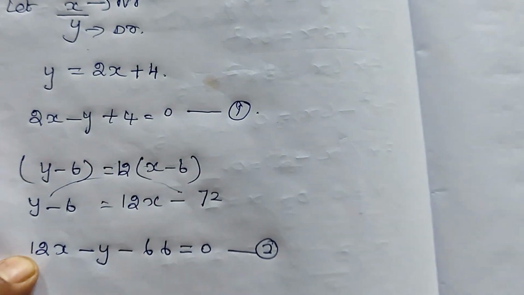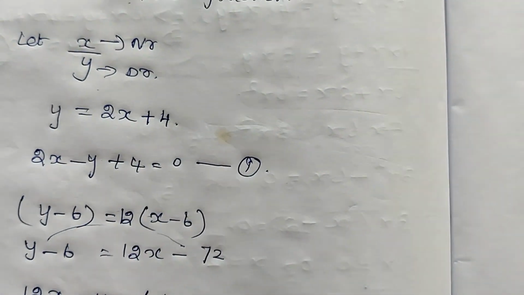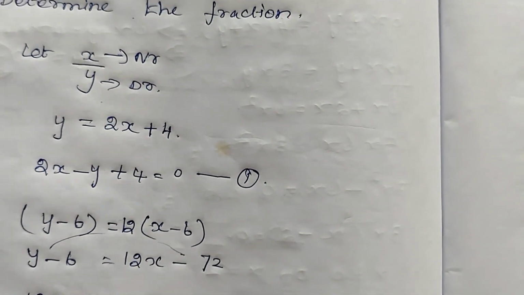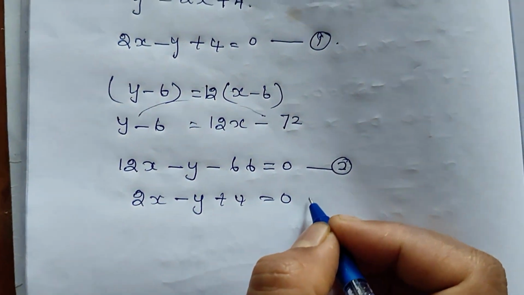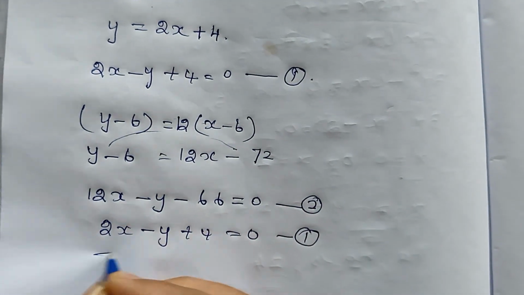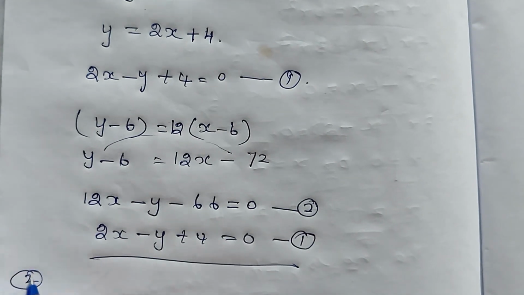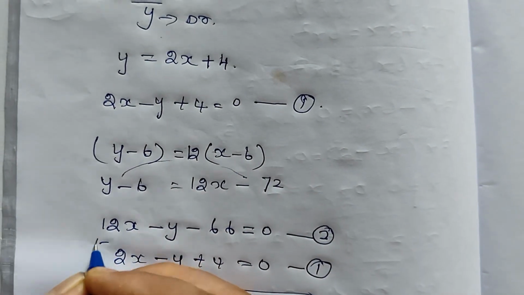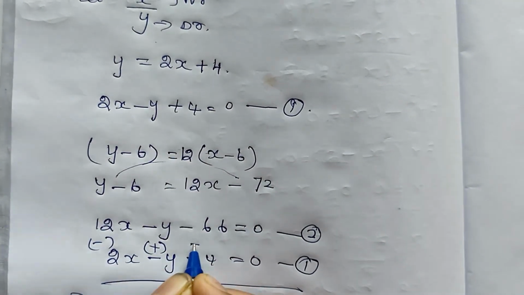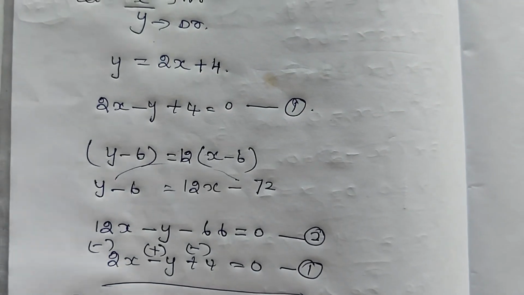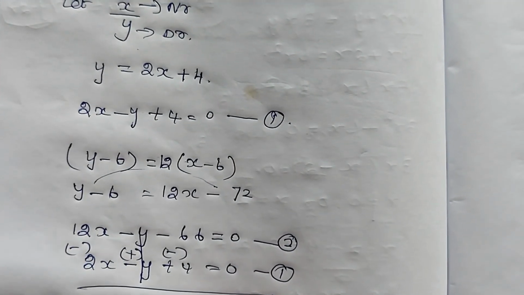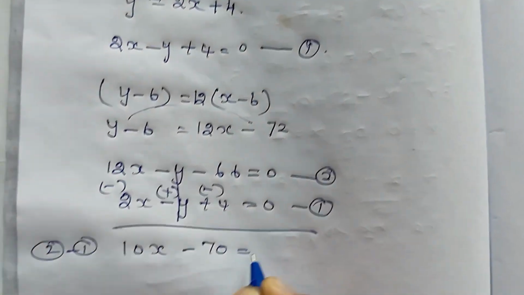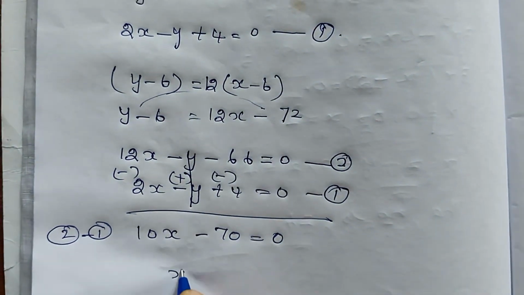From these two equations, what do we get? Here it is 2x minus y plus 4 equals 0. This is the first equation. So we subtract the first from the second: minus y minus minus y cancels. So here 10x, this one cancelled. What do we get? Here 10x minus 70 equals 0. So x equals 7.